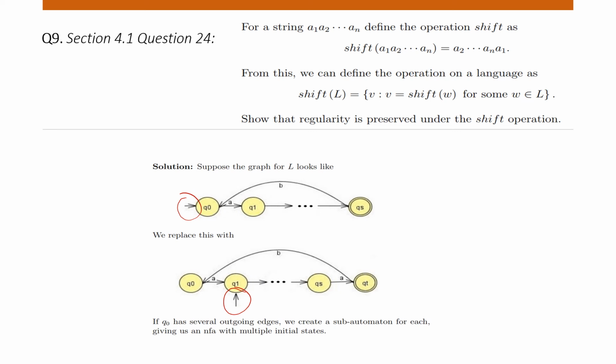If you have lambda transitions from your initial state, then you'd have to change your automaton. A DFA is very easy because you're only going to have one initial state. If you have NFAs with lambda transitions, then you're also going to have to shift any of those multiple initial states. But if you perform shift on a DFA or an NFA, meaning you move your initial state or states over, then it will still be a regular language.